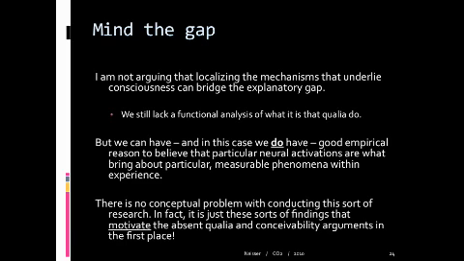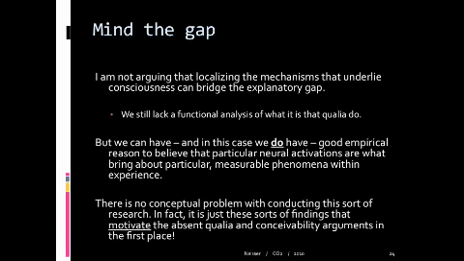We can have, and in this case we do have, good empirical reason to believe that particular neural activations are what bring about particular features of experience. There is no conceptual problem in conducting this sort of investigation. What we are at a loss to do is to explain why these neural mechanisms, or any other, should give rise to the particular qualia they do, rather than to some other, or to any at all. Levine even argues that it is precisely our ability to localize the mechanisms of consciousness that motivates the absent qualia and conceivability arguments in the first place.